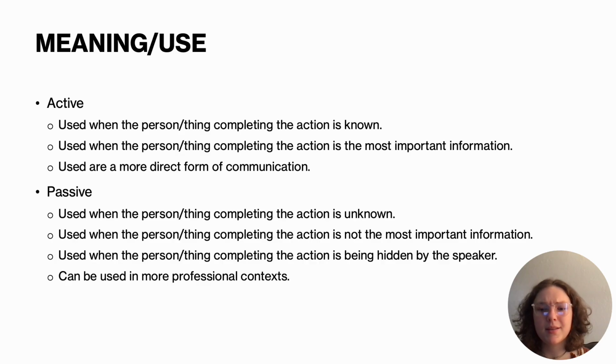And then when the action is being hidden, I always think of this like, you broke the TV and you don't want to tell your mom you broke the TV, so you might say the TV was broken, trying to omit the fact that I broke the TV. You want to make it a little more vague so that mom might not immediately assume it was you.